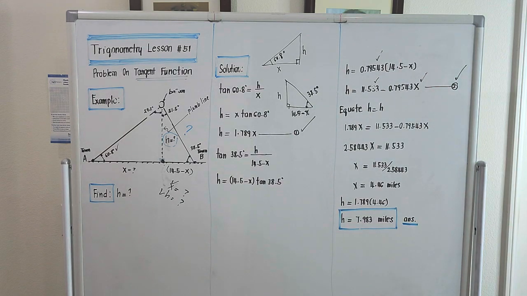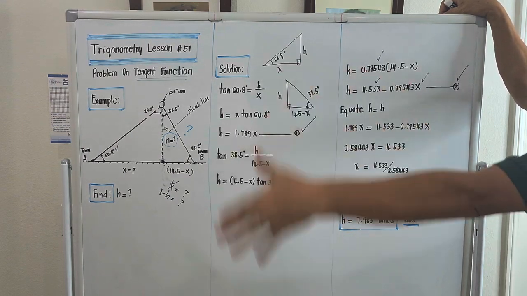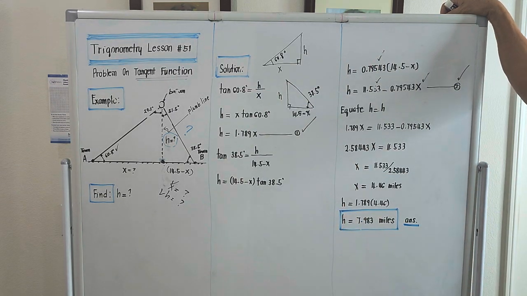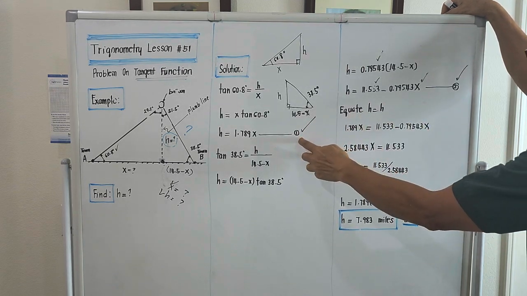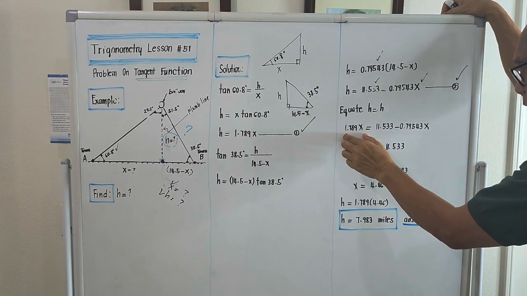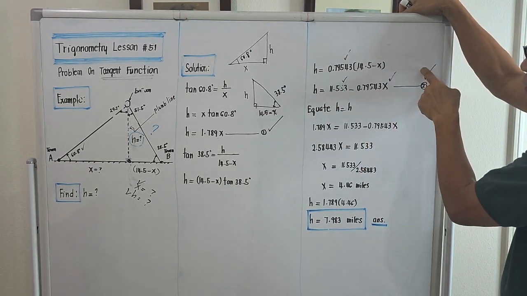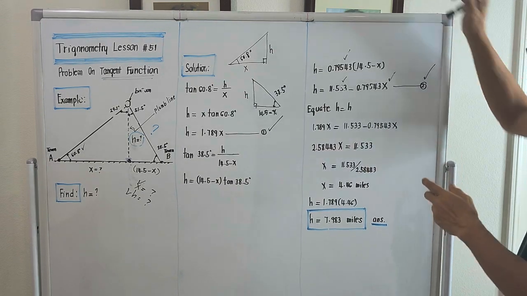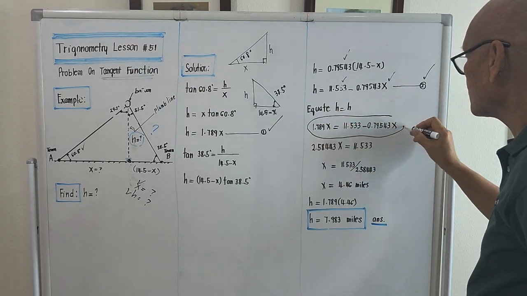So, after formulating equation number 1 and number 2, we are now given two equations involving two unknowns. So we solve it simultaneously to solve for h. So we equate h is equal to h using equation number 1 and 2. So the value of h using equation 1 is 1.79x, and this should be equal to the value of h using equation number 2, 11.533 minus 0.7954 times x. So after equating h is equal to h, what comes out is now just simply a linear equation involving x.